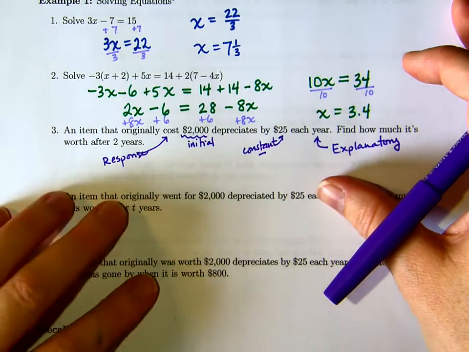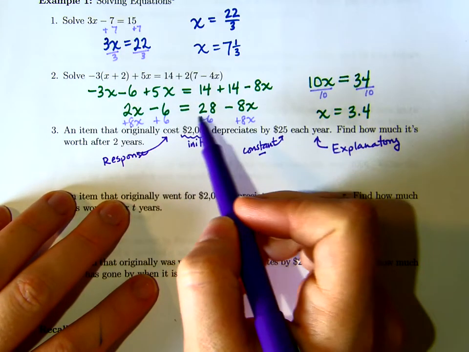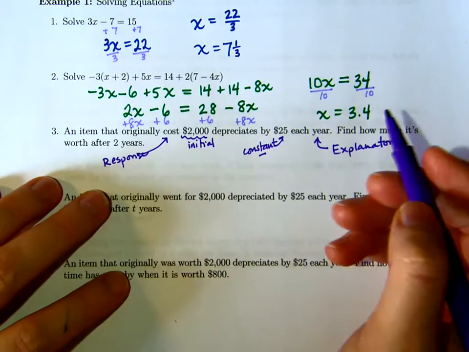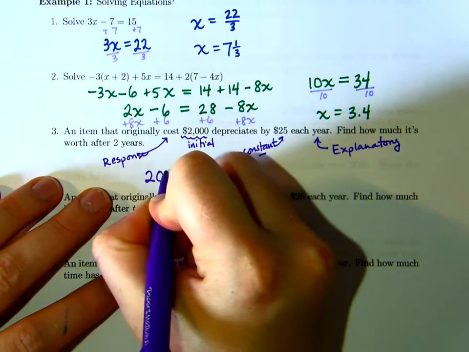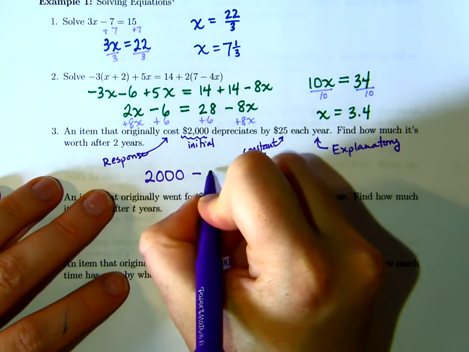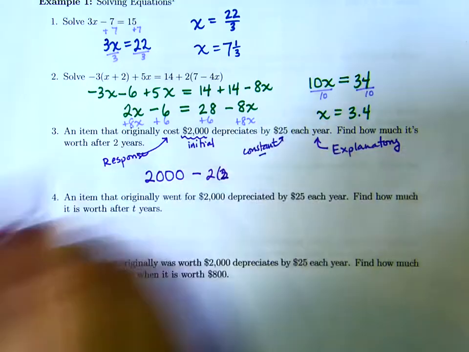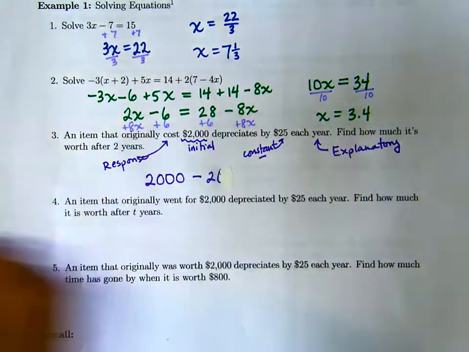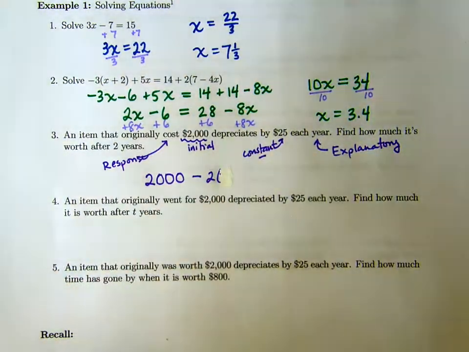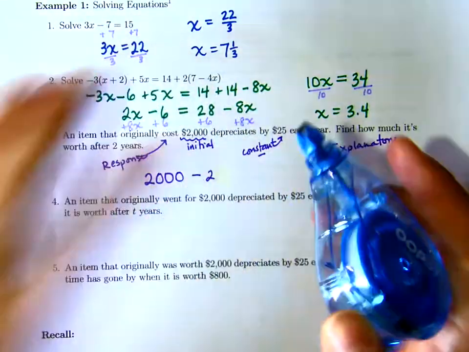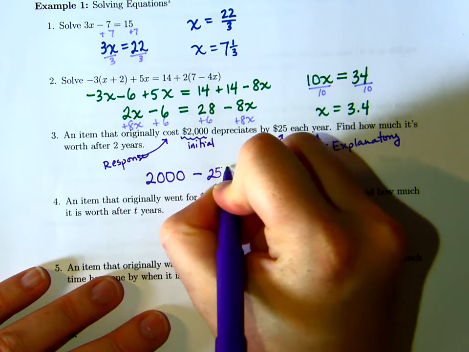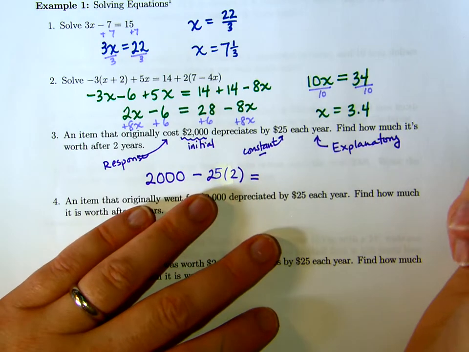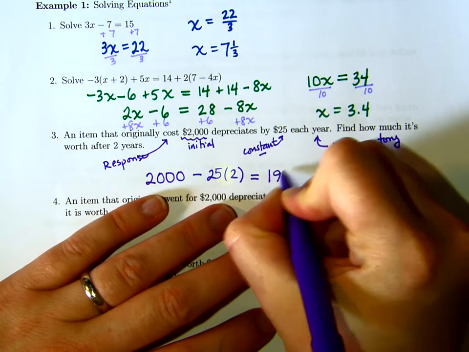So actually, what are we saying here? It's originally worth $2,000, depreciates by 25, find its worth after 2 years. Oh, okay. Well, I don't even feel like we need to solve an equation. I feel like we need to take $2,000 and take away, oopsie, white out, 2 25s, or 25 2 times. I'll write it like that. Okay, take away 25 2 times. Got it. Well, that's 50 bucks, so 1,950.